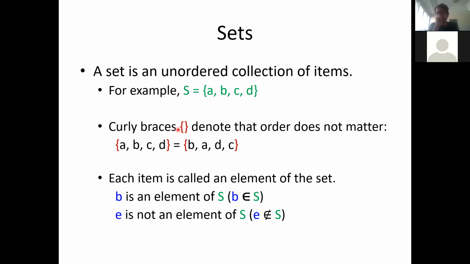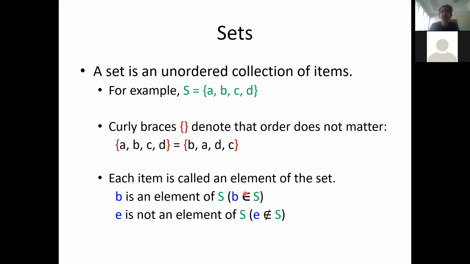A set is an object where, if you list all the elements, it does not matter in what order you list them. So if you define a set in this way or in that way, it's still the same set. These items are called elements of a set. For example, if S is a set defined like this, it's a set of 4 elements: A is an element, B is an element, C is an element, D is an element. It doesn't make sense to say first or second element, because order does not matter.